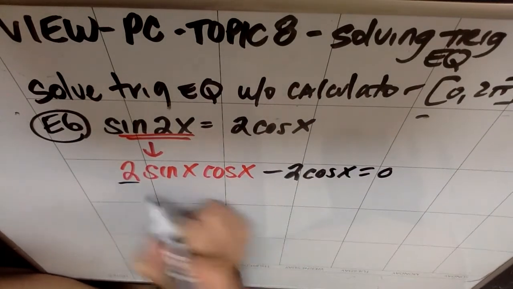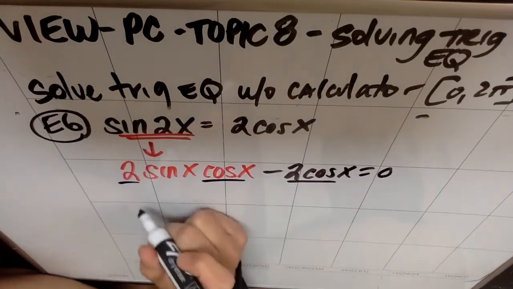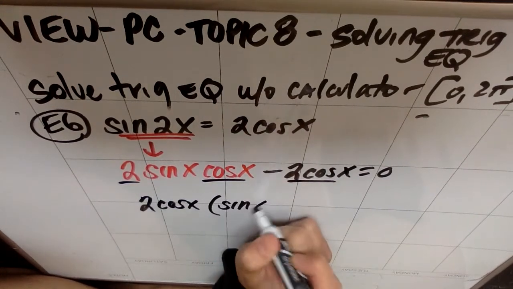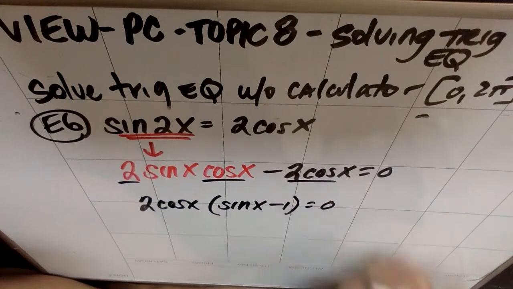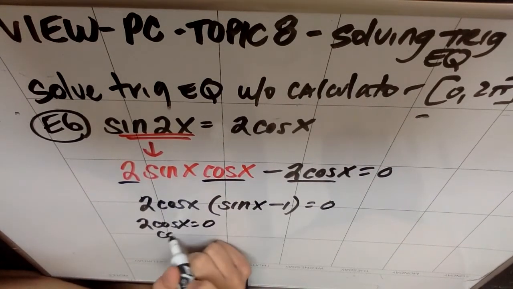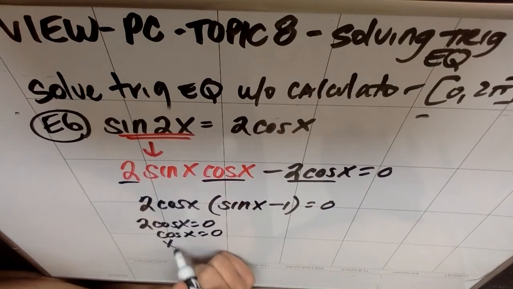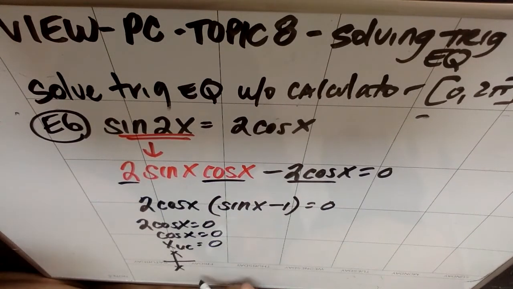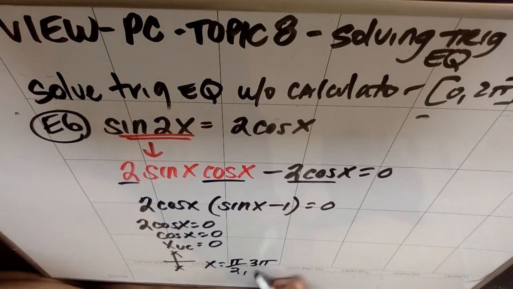When I look for a GCF, I see that I have both the 2 and the cosine x, so I can take out a 2 cosine of x, and what will be left is a sine of x minus 1. So either 2 cosine x equals 0, which means cosine x is 0. So that's where the x on the unit circle is 0, and that's going to be here and here. So those two answers would be pi over 2 and 3 pi over 2.